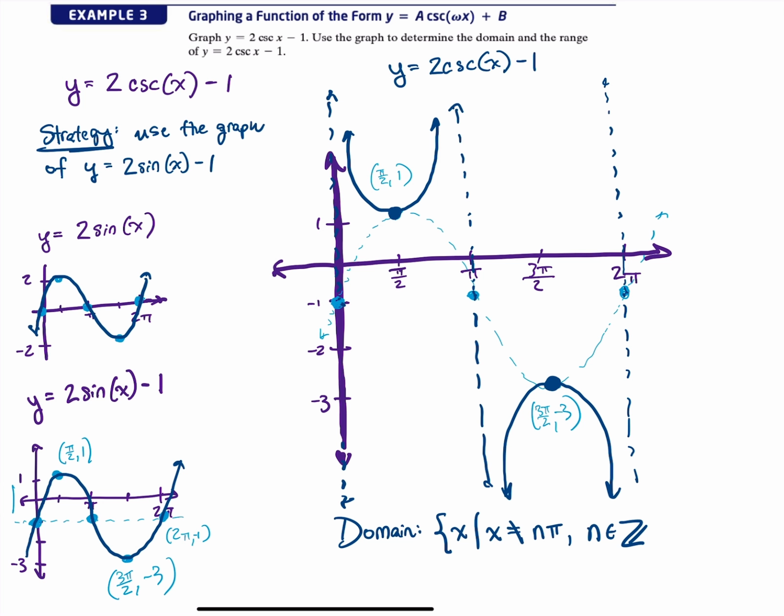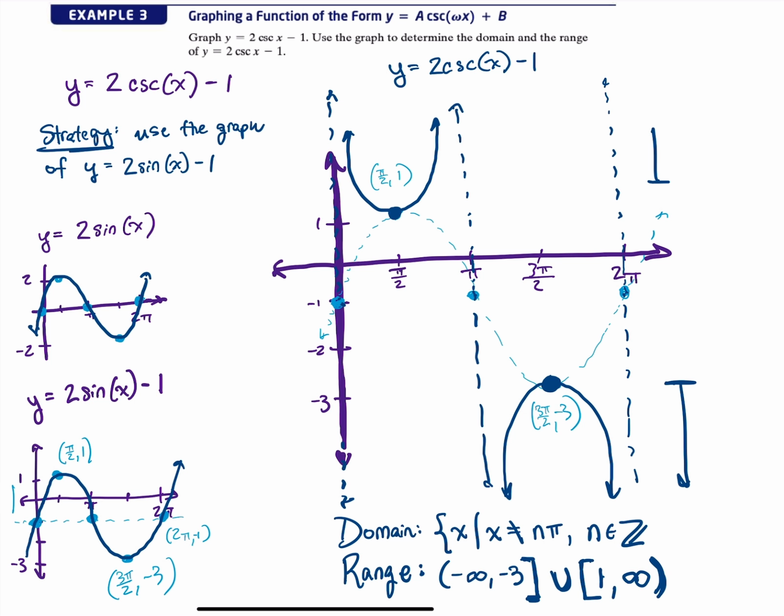And then the range. This has been shifted vertically, so it will affect the range. We want everything below negative 3 and above positive 1. So I can say everything from negative infinity until negative 3. Oh, and let's include this. We want to include negative 3. Yeah, these will be included. And we'll join this from positive 1 to positive infinity.